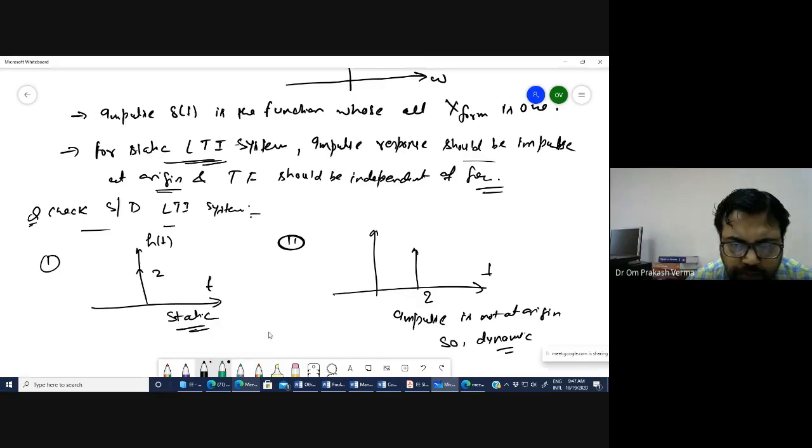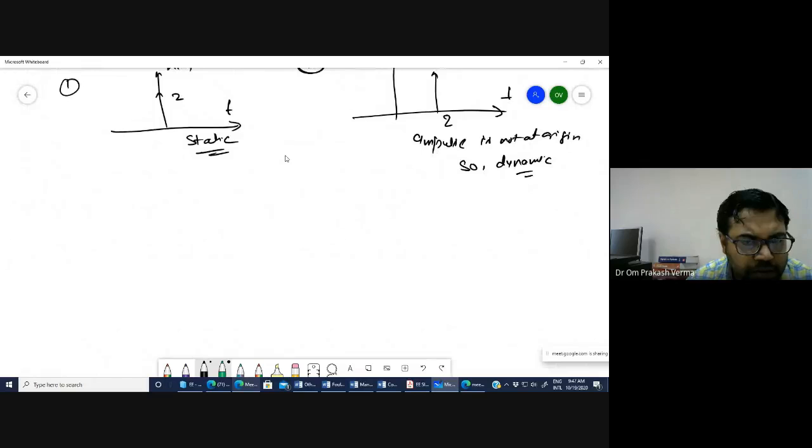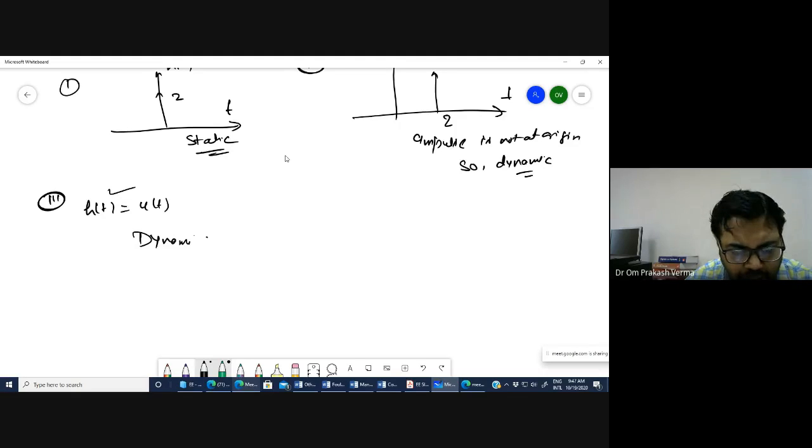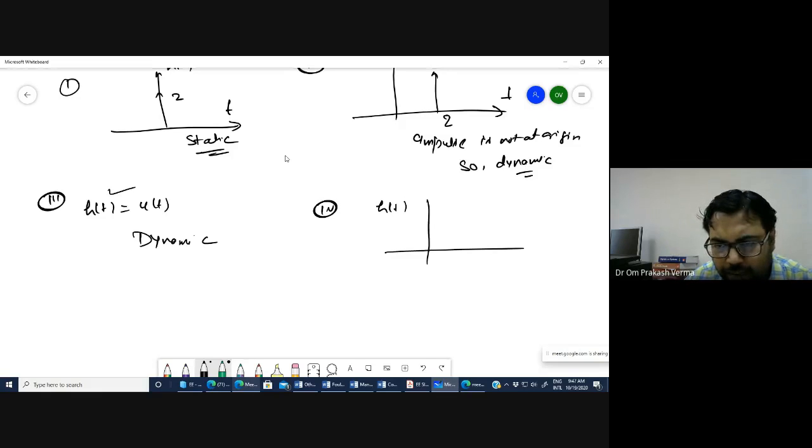Right. Now the third example: s(t) equals u(t). The response is u(t). So you can say that it is dynamic. However, if s(t) is like this, the response is like this one. What is your comment? Is it static or dynamic?